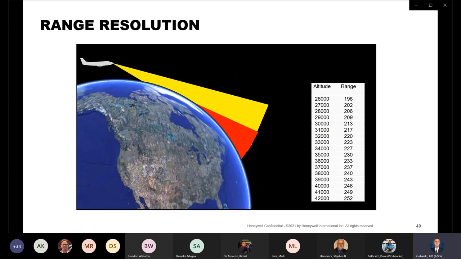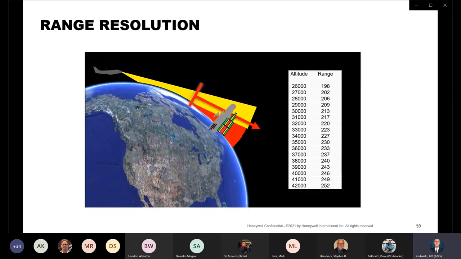Recall that all radars are subject to line of sight limitations. The red area in this picture shows where the radar's energy is blocked beyond the horizon due to the Earth's curvature. The radar line of sight, or radar horizon, varies with altitude and is approximately 200 nautical miles at 26,000 feet and 250 nautical miles at 41,000 feet. Even though the radar energy is blocked, we can use this to our advantage.